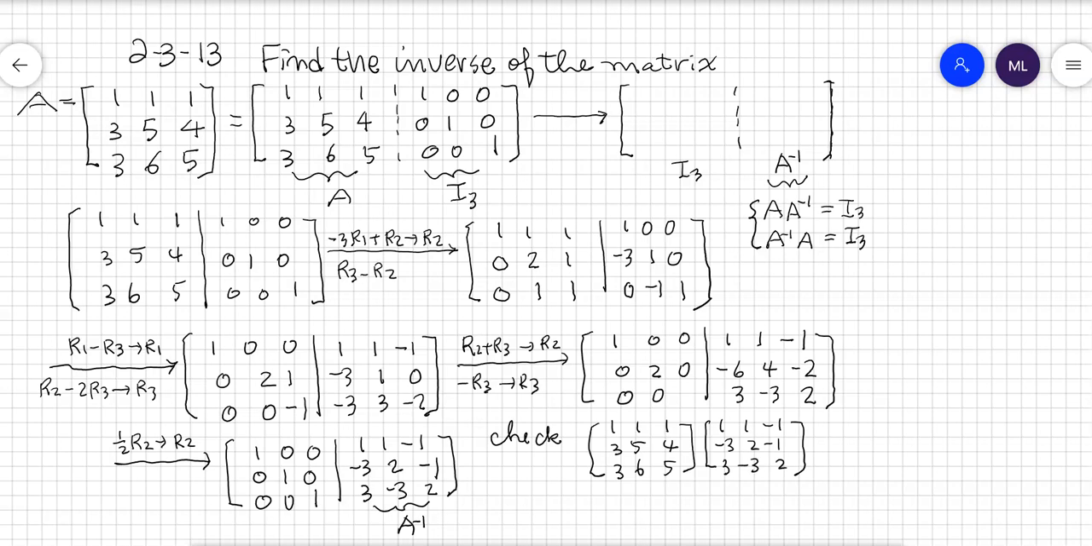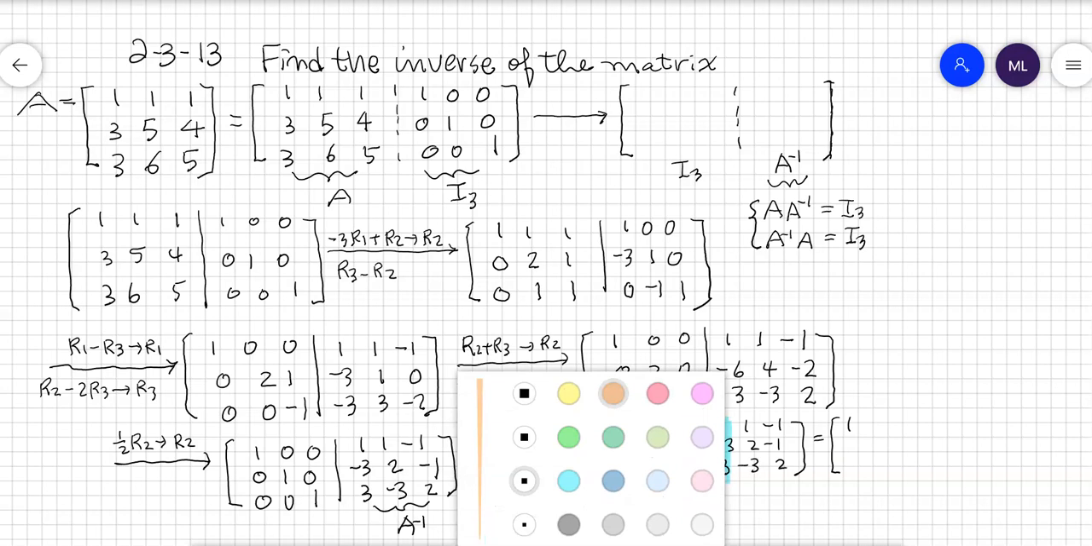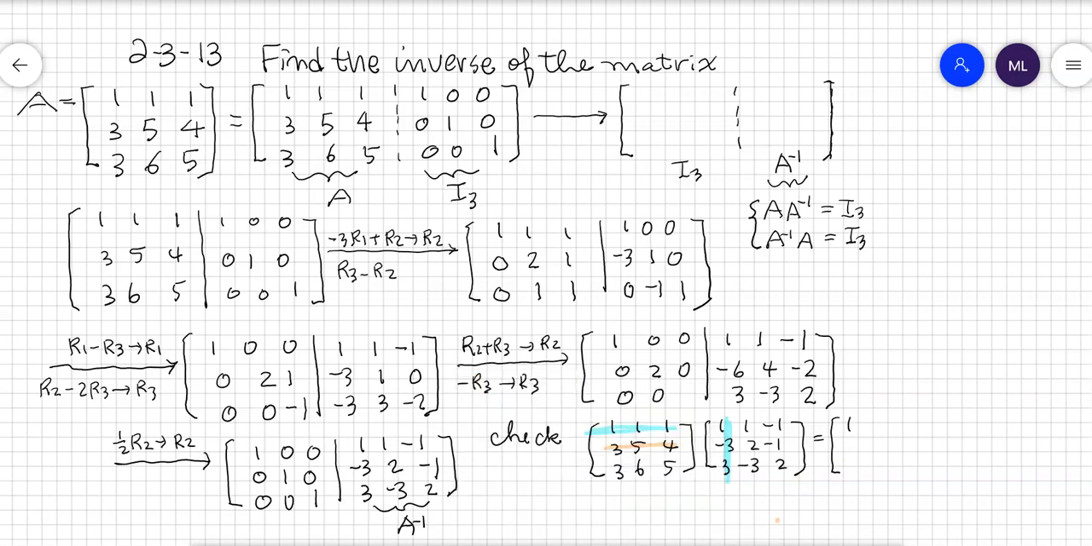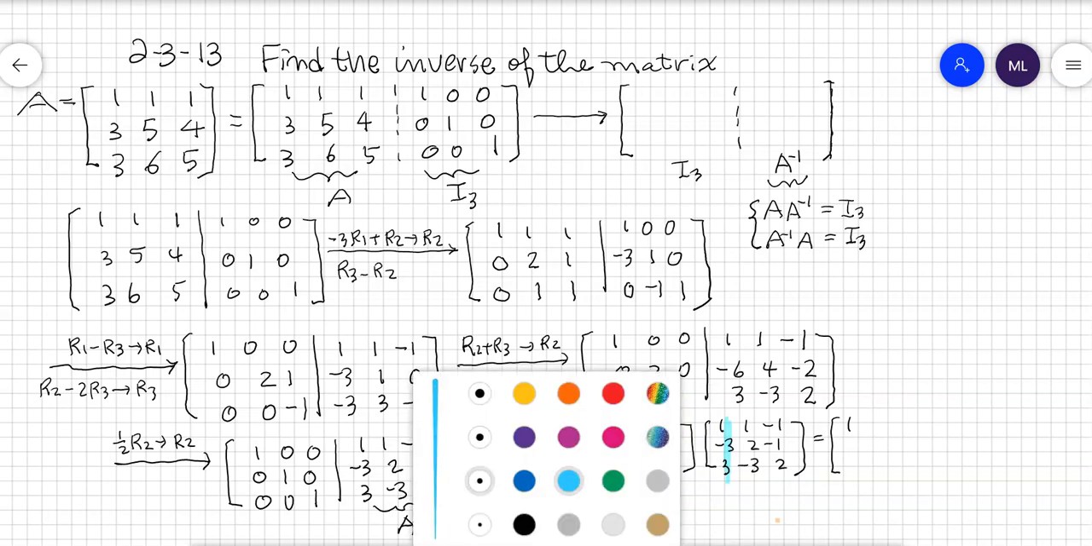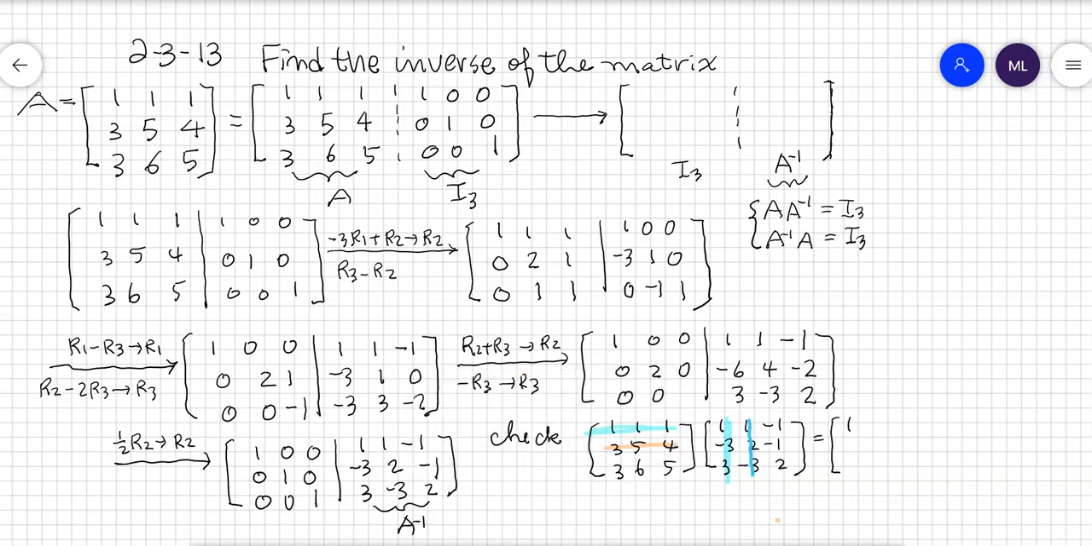So when you multiply this row and this column, you will get 1, negative 3 and positive 3 is 1. And I have to multiply again, right? So I'm going to multiply again with this row. So it will be 1, 2, and negative 3 will be 0. And if you continue, I'm sure you will get this.